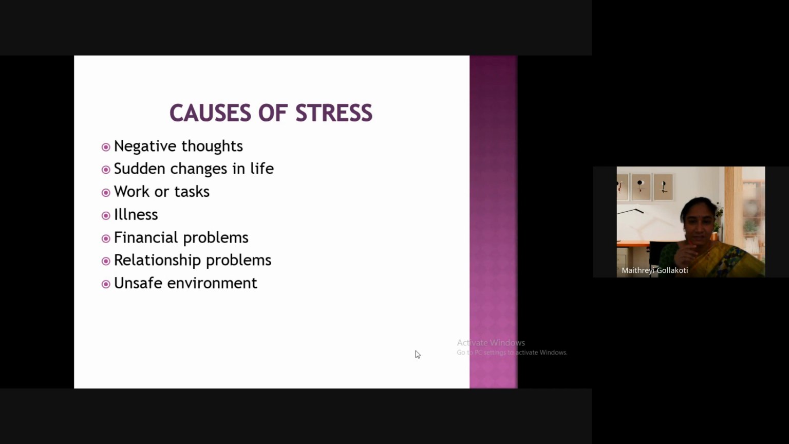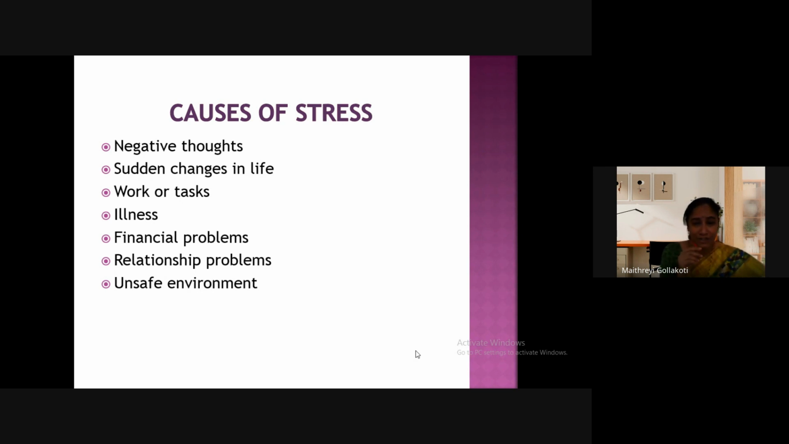And next, illness. Illness of yourself or your near ones always is difficult. It is very stressful. And next, financial problems. This is the biggest problem for stress, because financial problems, you really can't solve them very quickly also, isn't it? Because they have so many interconnected issues and it may take a lot of time. Okay, so that also creates stress.